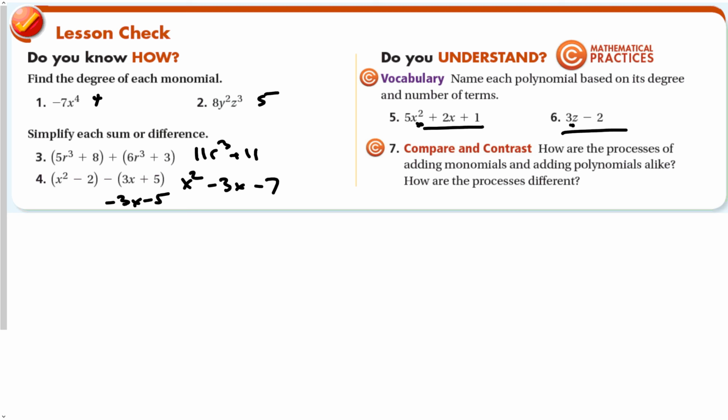How are the processes of adding monomials and adding polynomials alike? Well, we just look for the like terms and we're going to put them together. How are they different? Polynomials are going to have more than one term, so we just need to make sure that we're adding all the things that are like together.